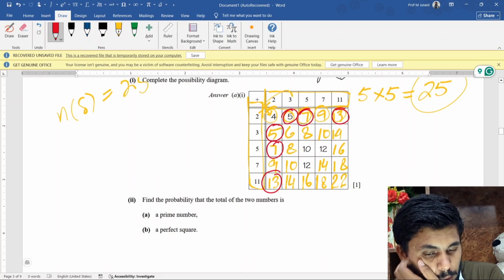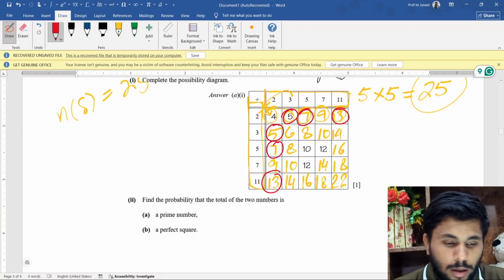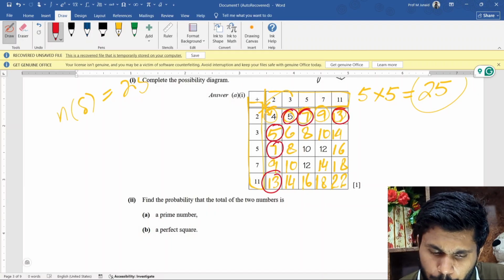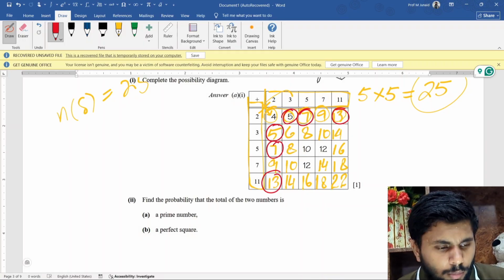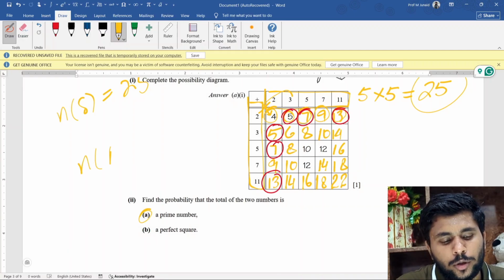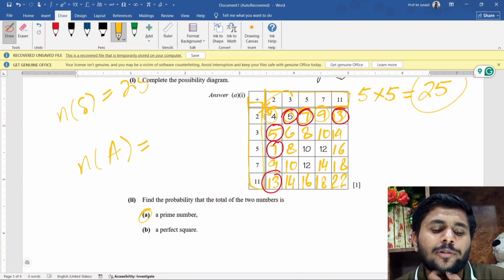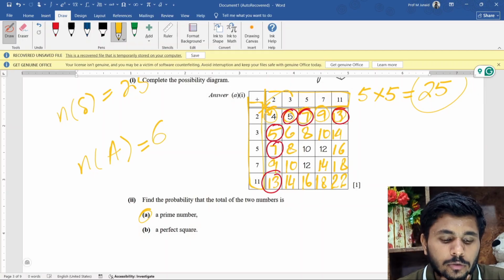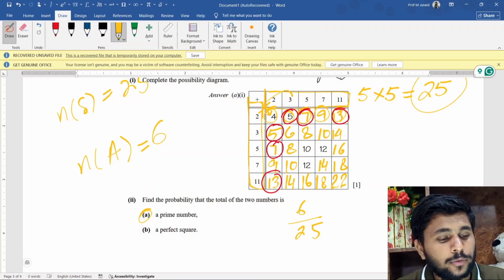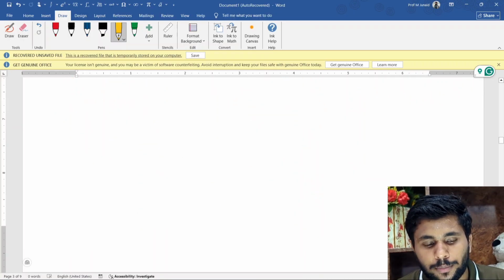Is there any prime number here? Let me check it out. There is no other prime number in my view. So our favorable outcome for the first question is n of A equals the number of prime numbers in our sample space. So there are 1, 2, 3, 4, 5 and 6. So n of A is 6, and the probability would be 6 over 25. It's our first answer of part 1.